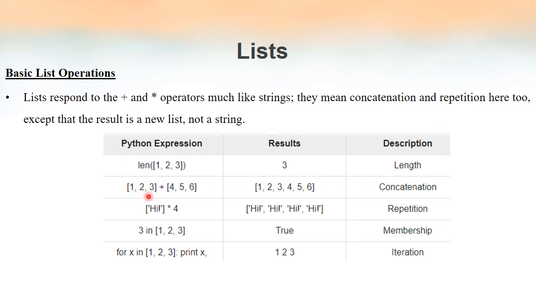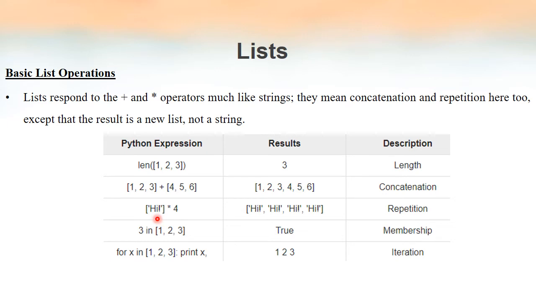Then see how we are using the plus operator here. 1, 2, 3, this is one list, and 4, 5, 6, this is another list. If we use the plus in between these two, it is used to combine them. Concatenation means to combine two lists. And how is it being combined? The second list will be joined to the end of the first list.